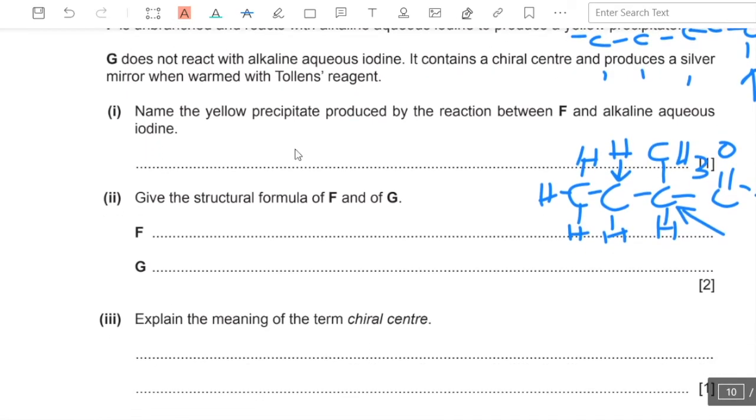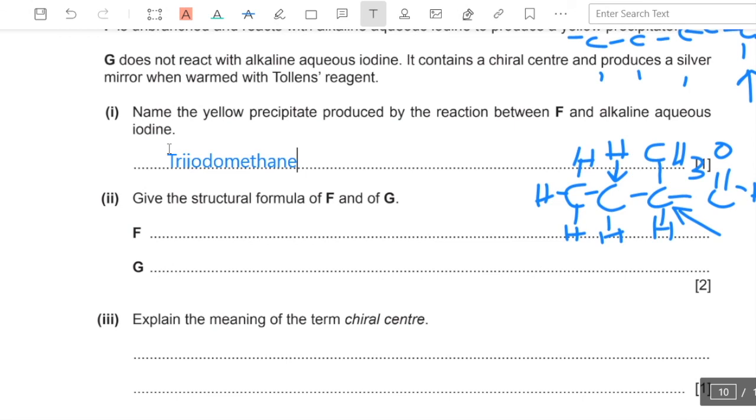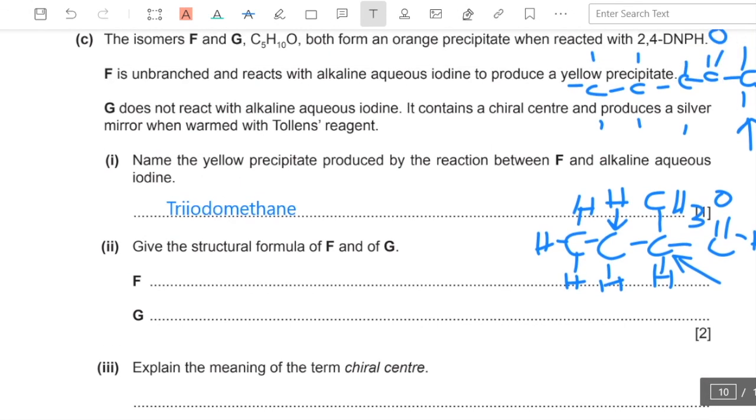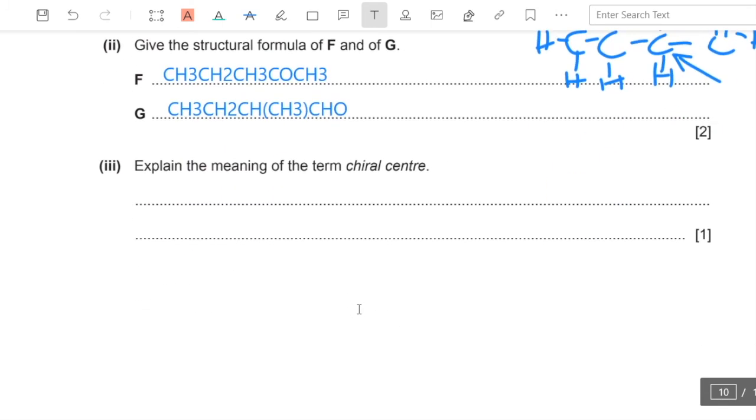1. Name the yellow precipitate formed by the reaction between F and aqueous alkaline iodine. So that is called triiodomethane. 2. Give the structural formula of F and G. So you can just write down these structures over here. For G, since we have a methyl branch over here, I put brackets and then the aldehyde group follows. 3. Explain the meaning of the term chiral center.